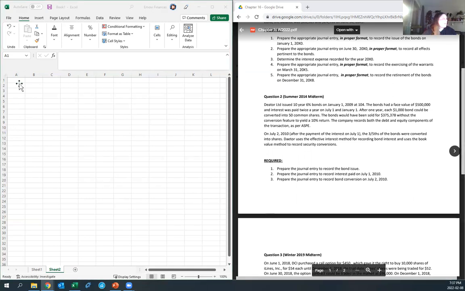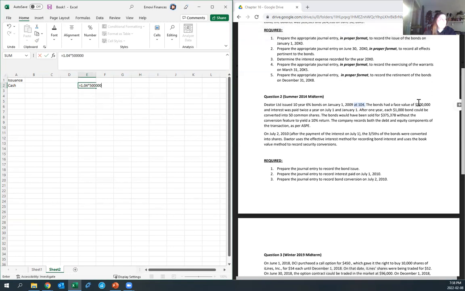So first, my issuance. As always, you're gonna have a debit to your cash account for the amount that was received. And in this case, you say that they issued it at 104. So the amount is 1.04 times the maturity value of 500,000.